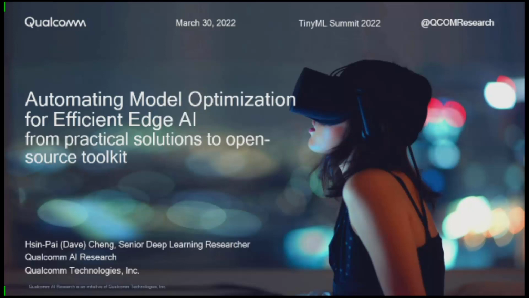Now it's the turn of Dave Cheng. Xinpeng Dave Chen is a senior deep learning researcher at Qualcomm AI Research. He received his PhD at Duke University, advised by Professor Yiran Chen. His research interests include automatic machine learning, AutoML, neural architecture search, quantization, and on-device optimization.